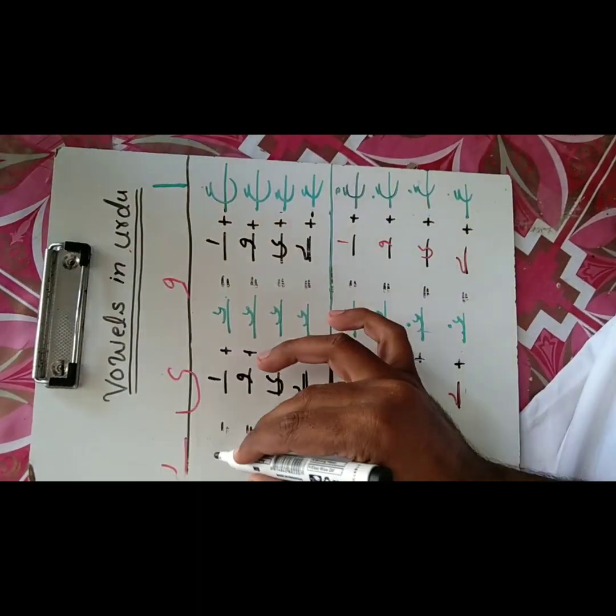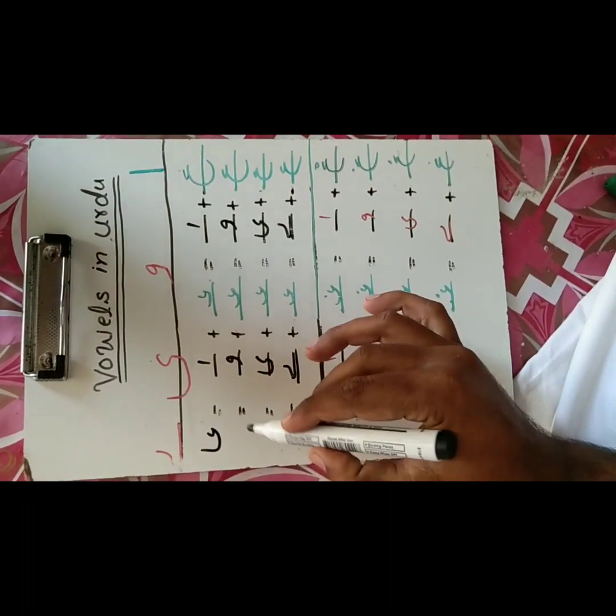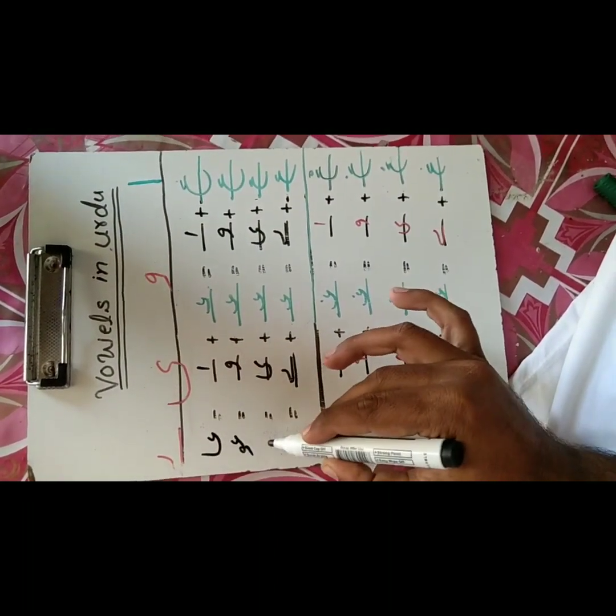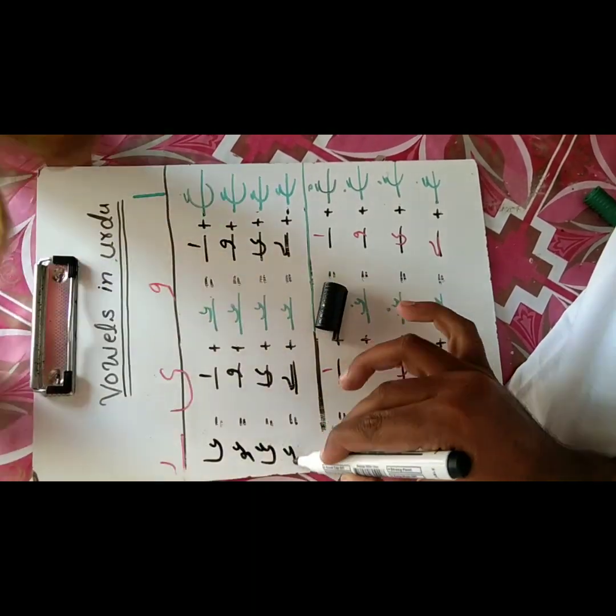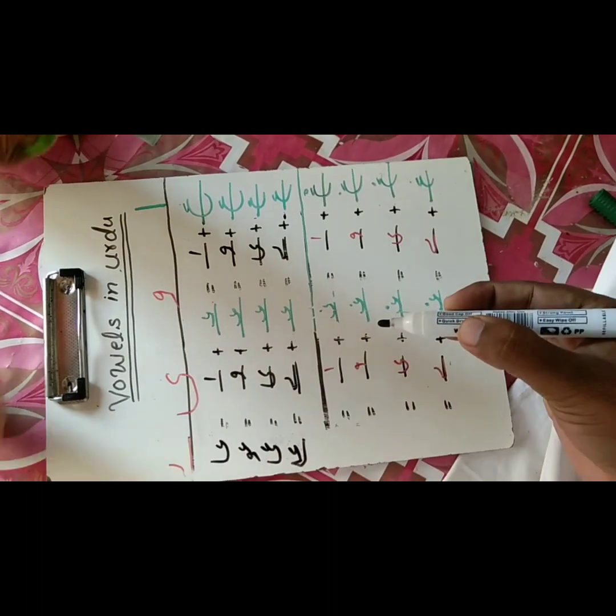Next word is an. When we combine with alif, we get an alif, a. With wa, we get an wa, o. With choti a, we get an choti a, e. With badi a, we get an badi a, e.